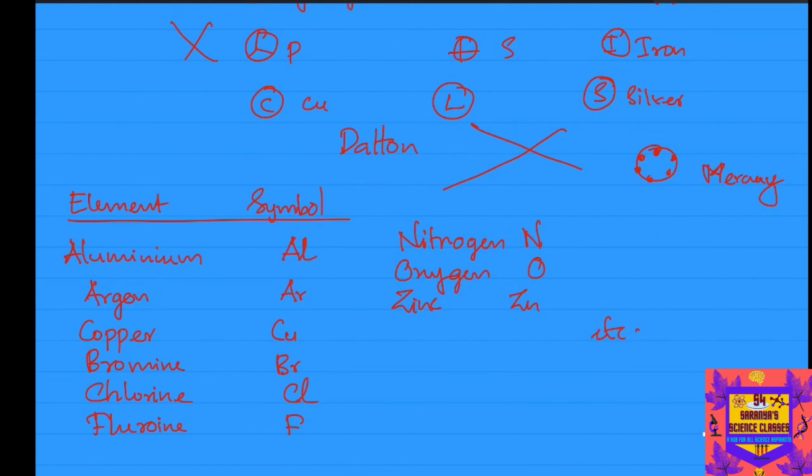There are so many in your textbook, clearly given, so you can easily understand them. You have to understand their names, not just the symbols, properly. I hope you have a clear idea about this. In the next class we will discuss atomic mass and related things in detail. Thank you all. I hope you understood it clearly.